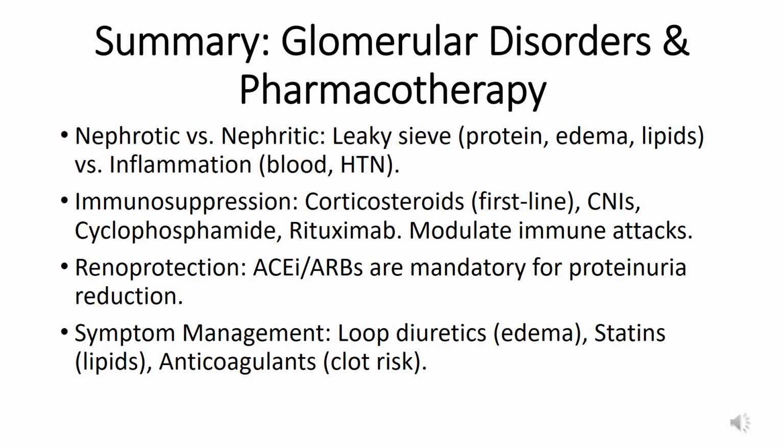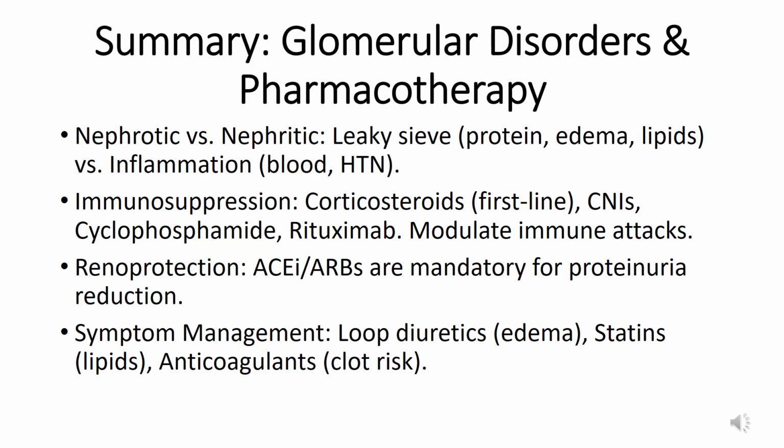Many glomerular diseases are driven by abnormal immune responses. For this reason, immunosuppressive therapy forms the foundation of treatment. Corticosteroids are often considered first-line agents. They reduce inflammation and suppress harmful immune activity directed against the kidneys. Many patients with minimal change disease and several other glomerular disorders respond well to steroid therapy.